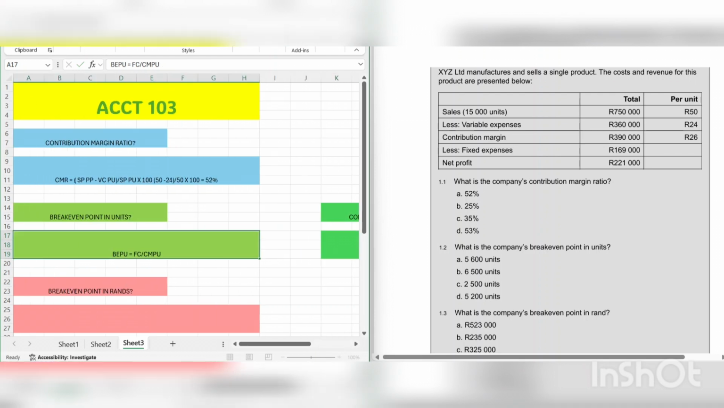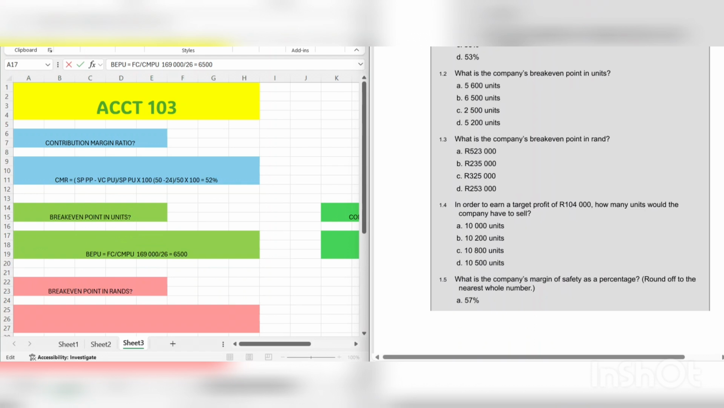So next we're going to substitute that into the formula. It says here that our fixed cost is 169,000 divided by 26, and that equals 6,500, which is answer choice B. Okay, let's go a little bit down.